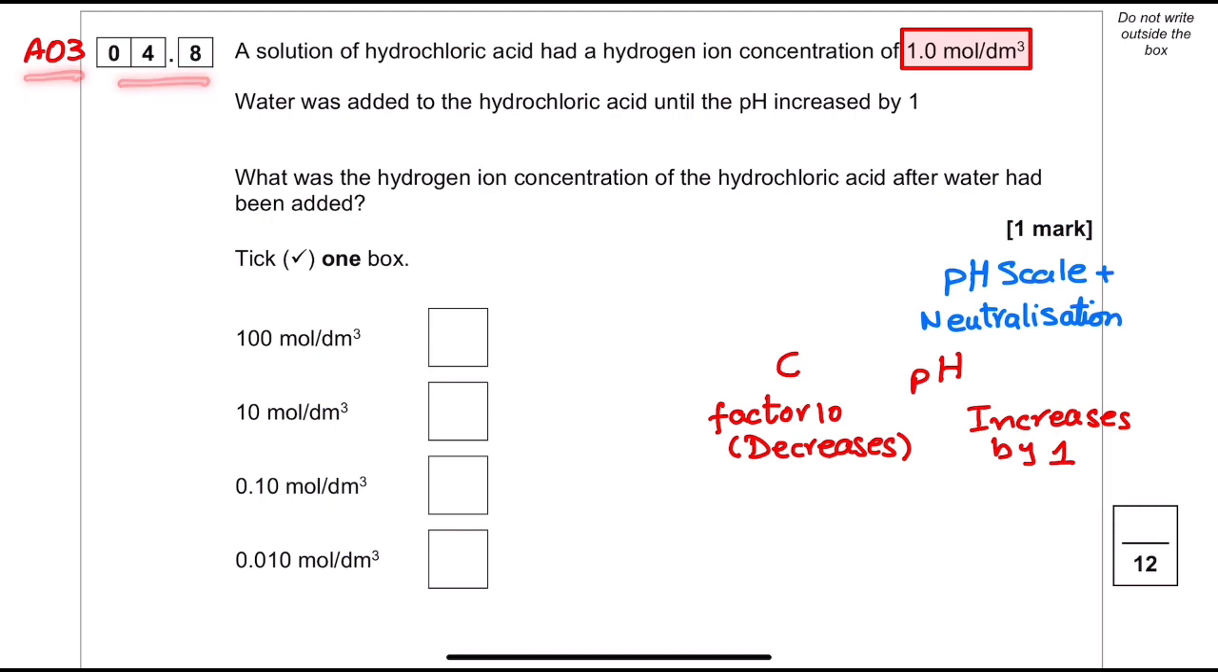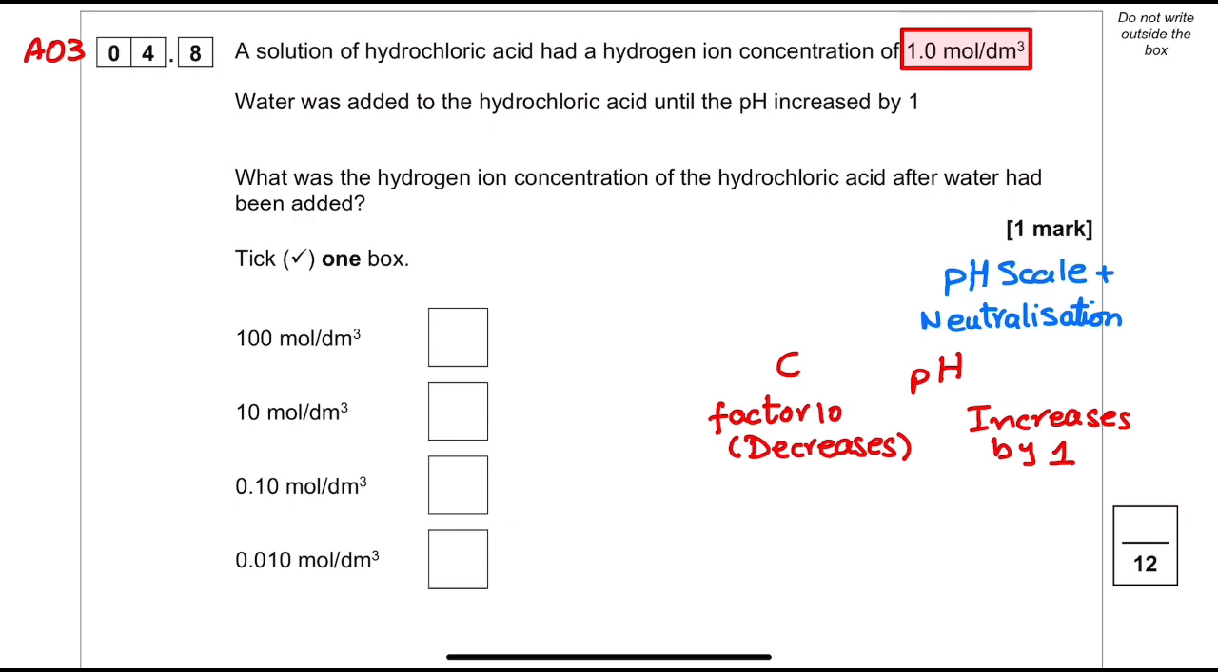4.8 is an AO3 question. A solution of hydrochloric acid had a hydrogen ion concentration of 1 mole per dm cube. So it is a 1 molar solution. Water was added to the hydrochloric acid until the pH increases by 1. It means that the water is added, so the solution will become more diluted. And the key information is given here: the pH will increase by 1. What was the hydrogen ion concentration for the hydrochloric acid after water had been added?